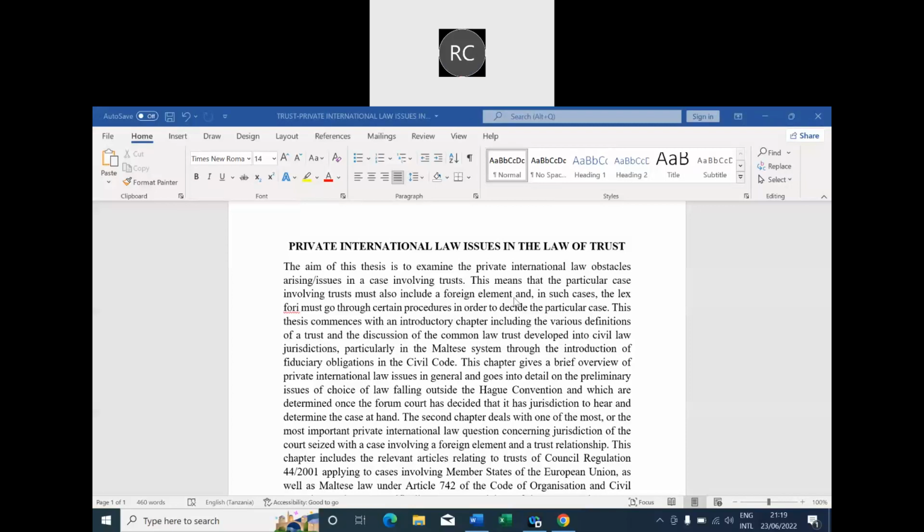Remember, in such cases with a foreign element, the lex fori must go through certain procedures in order to decide a particular case. So, lex fori, the law of the forum, and certain procedures should be followed. Regarding the procedural law, we will follow the law of the forum. Regarding the substantive law, depending upon the nature of the case and what the parties agreed, it will be decided.